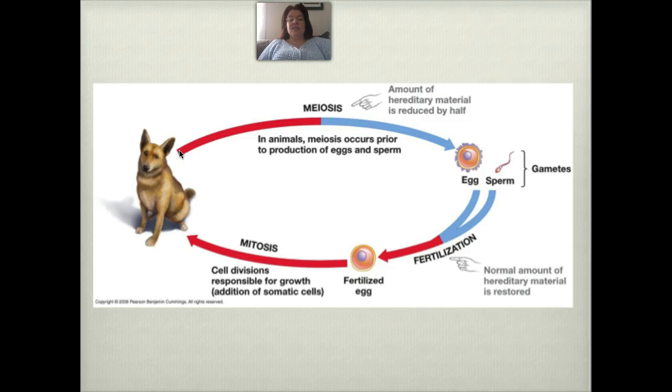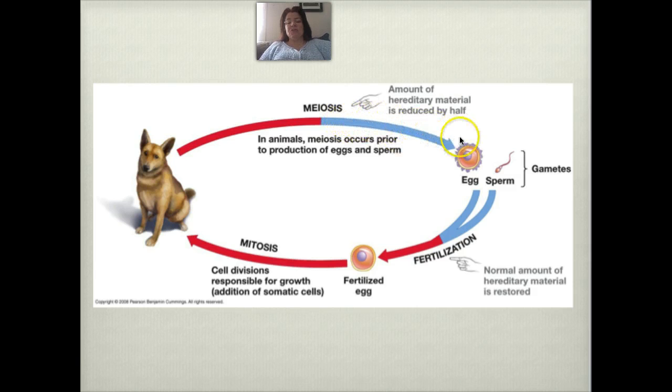Now, you'll see that throughout the life of the adult dog, mitosis is also occurring. And this is the time when the cells are being replaced and repaired and so on. The only time we see these blue arrows, these blue bars, are the times associated with meiosis, and those surround the production of reproductive cells.